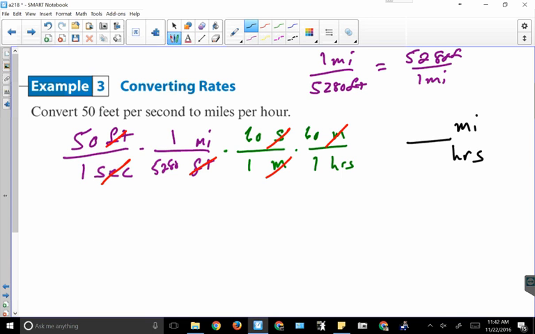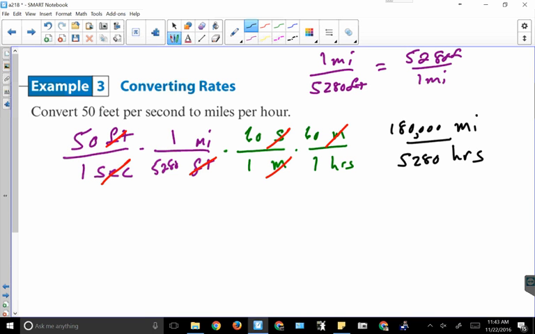What do we get? Well, what's 50 times 6 times 6? Or what's 5 times 6? 30. What's 30 times 6? 180. 180 followed by how many zeros? 1, 2, 3. 180,000. How many hours? Well, what number's on the bottom? 5,280. That's the only number left, right?